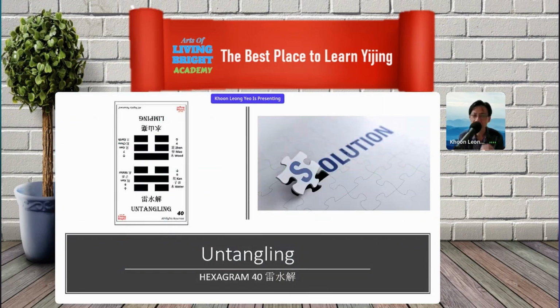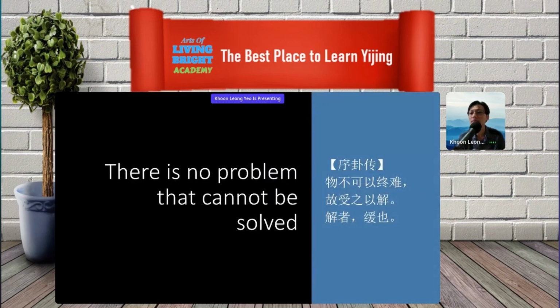The next hexagram basically means untangling. Hexagram 40, 雷水解. You need to untangle the knot that's causing you the limping. So, how to untangle? Let's move on to this hexagram 40.